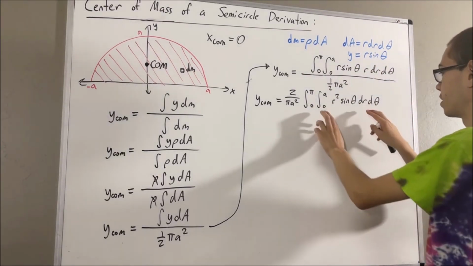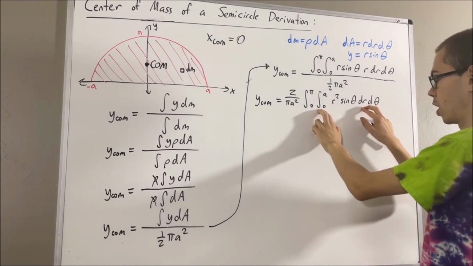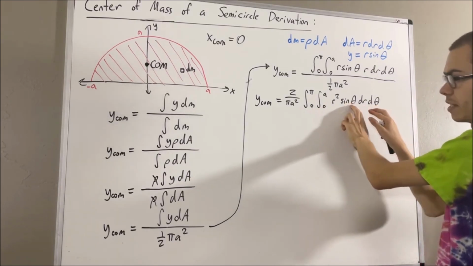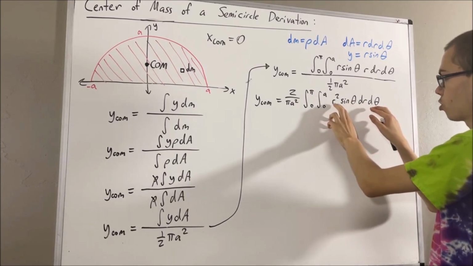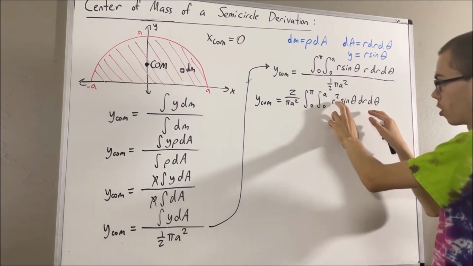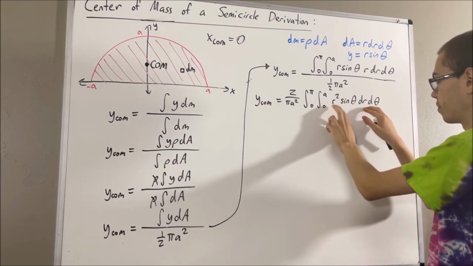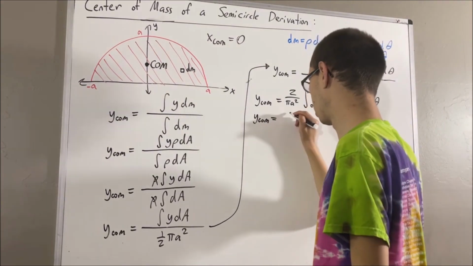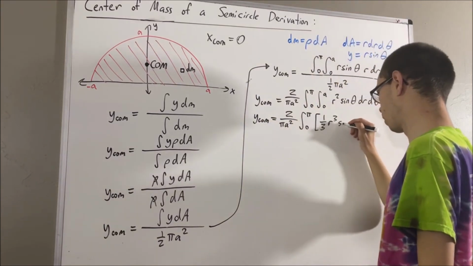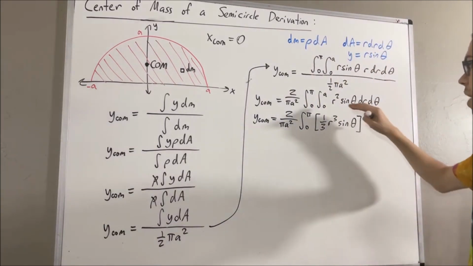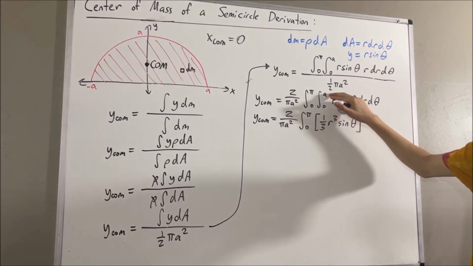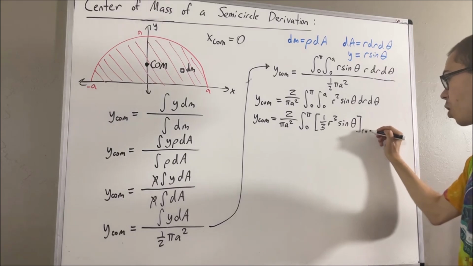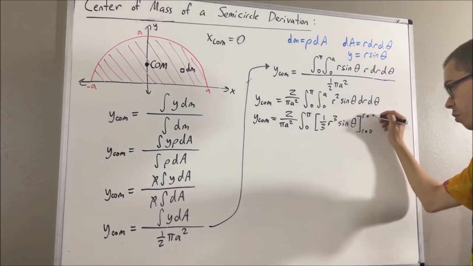Let's first evaluate our integral with respect to r. In evaluating this integral, we're treating theta as a constant. So the integral of r squared is just 1/3 r cubed. So this becomes 1/3 r cubed sine theta. Our bounds go from 0 to a, but since it was an integral with respect to r, I'm going to specify we're going from r equals 0 to r equals a.